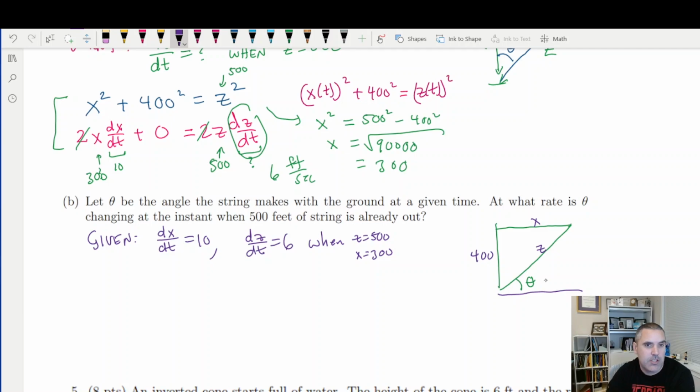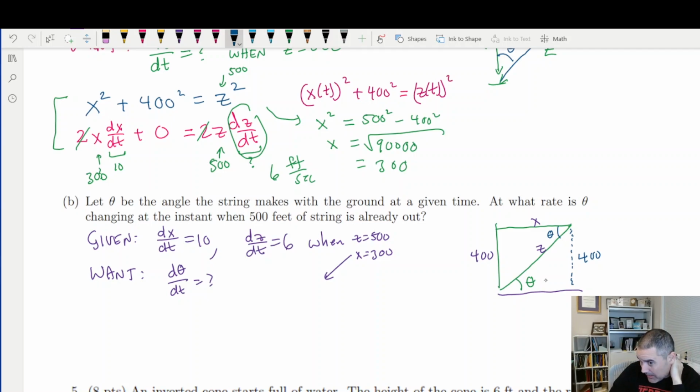At what rate is theta changing at the instant when it's 500 units out? So I want d theta dt at this same moment. So I need some equation that involves theta and some of the other variables. Now, I don't need a formula that involves theta and x and z. If I can get away with just theta and z or theta and x, that might be better. Notice, even though it's on the other side, I know this is 400. I also know this is theta, so just pick your favorite. What do I want to do?